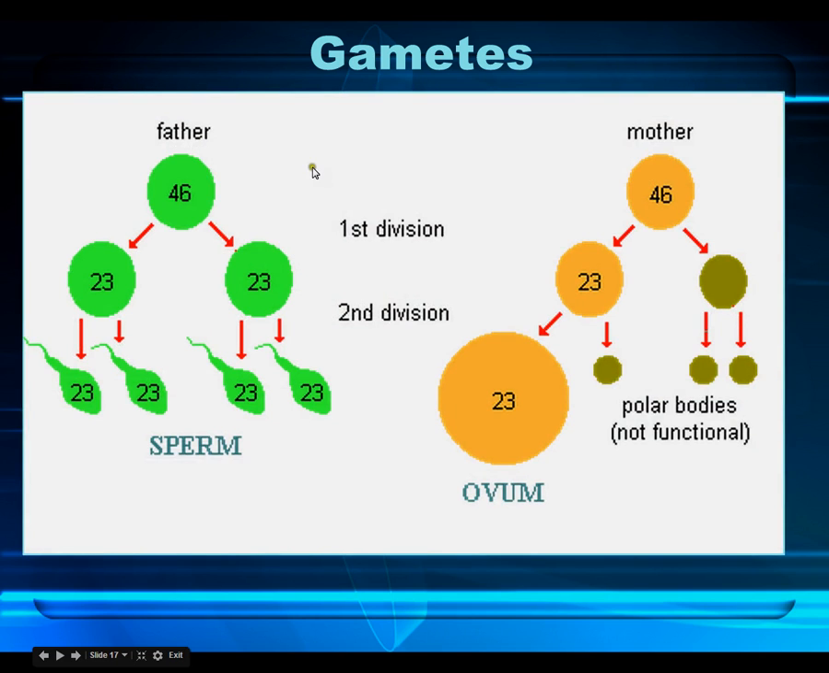So, let's take a look at humans. If you look at the top, here's our original cell, and this is going to be the male. There are 46 chromosomes in human cells, so the first division of meiosis you divide those 46 into 23 and 23.